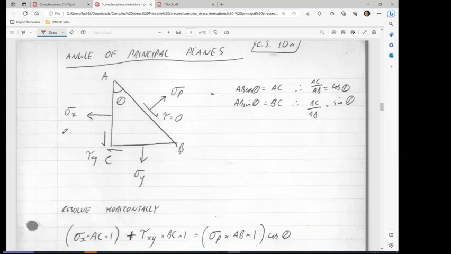So we know this is in equilibrium, so therefore all of the horizontal forces add up to 0.